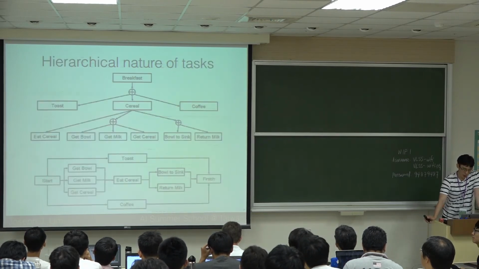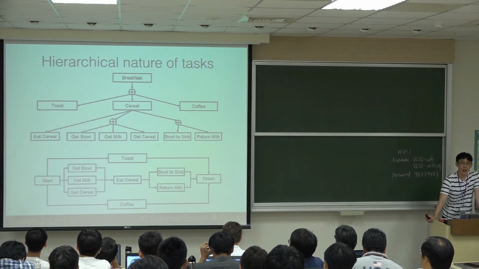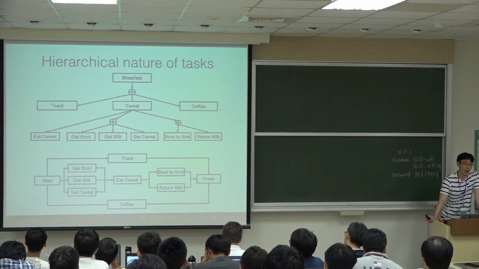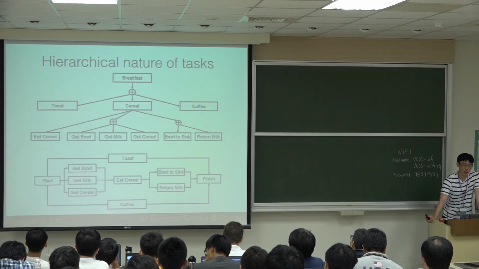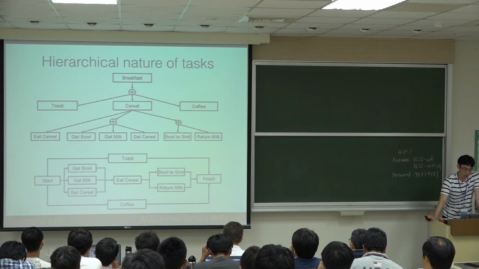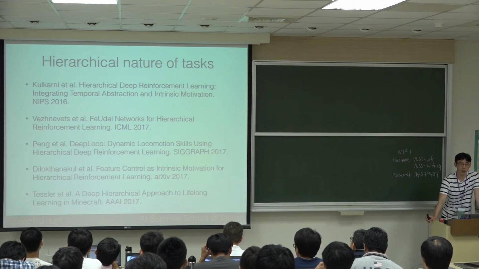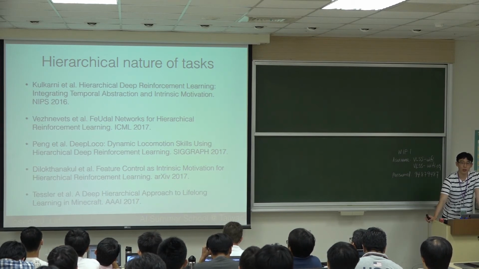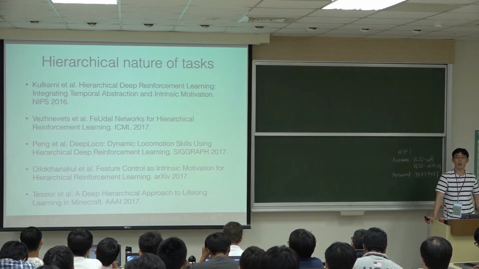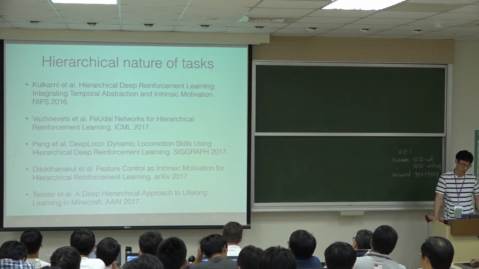Okay, and again, the hierarchical nature, as I said. What is the chance of you actually successfully making a breakfast when I didn't even tell you what to do? Almost zero, right? And there is a lot of ongoing research on the hierarchical nature, trying to break a task down into multiple subtasks and learn each subtask independently as well. But again, this also requires quite a bit of reward designing in general.